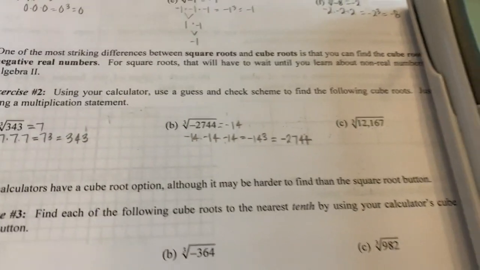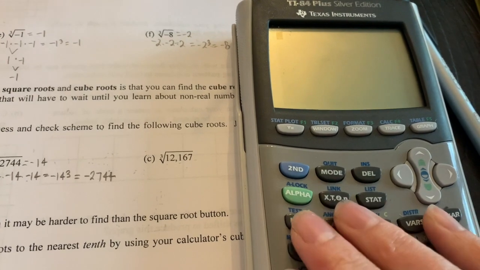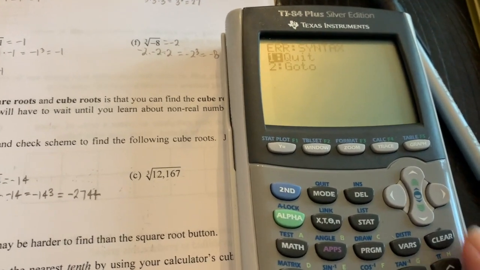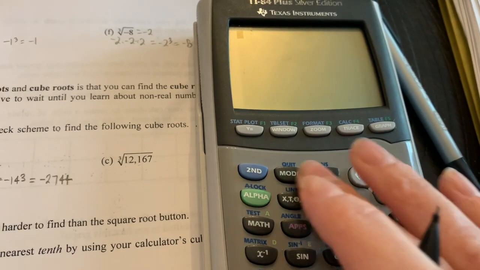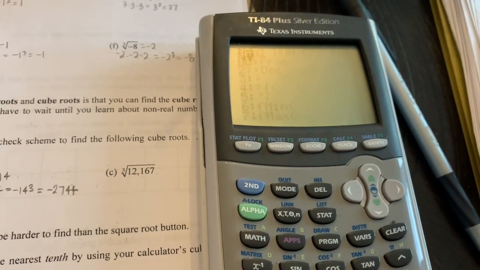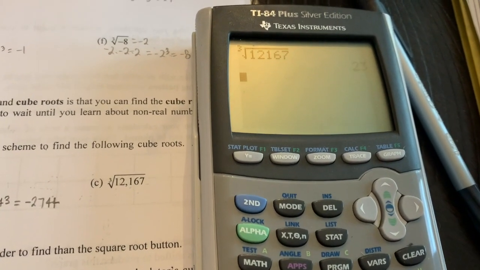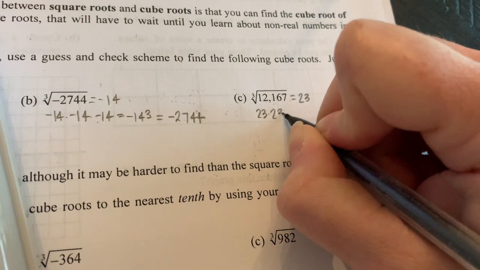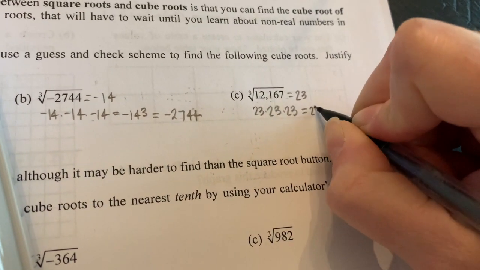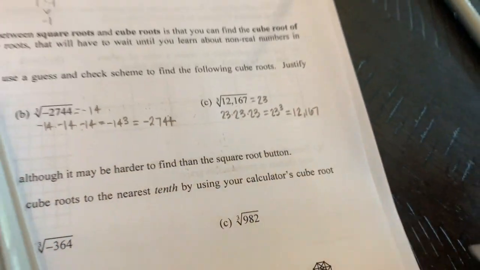Okay. And finally, excuse me, we're going to do the cube root of 12,167. And I get 23. And again, 23 times 23 times 23 is 23 cubed, which is 12,167.